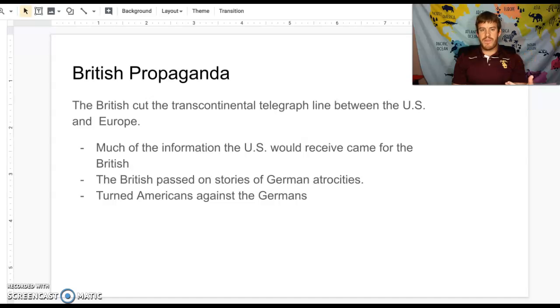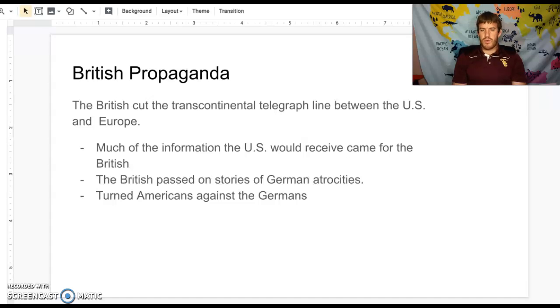It does not have to be factual information, but usually the most helpful, useful propaganda has at least some facts to it, because that makes it all the more convincing. So the British were very happy to pass along stories of German atrocities and pass it off as hard intelligence and facts when it's really propaganda. And this is mostly the information getting to the United States because we don't have that telegraph line in place anymore. And this really turned a lot of Americans against the Germans.